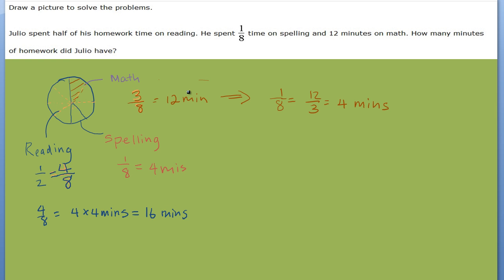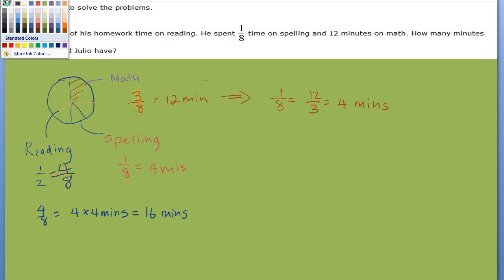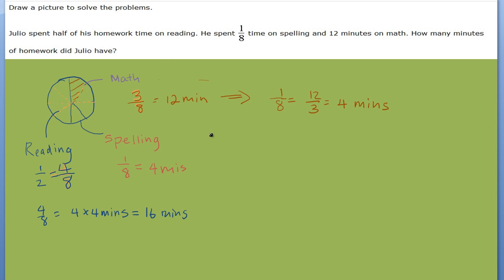Now we have enough information to solve the question, which asks, how many minutes of homework did Julio have? So we know that he spent 16 minutes on reading. You add 4 minutes. Oops, it's supposed to be minutes here. 4 minutes on spelling and 12 minutes on math. And we total that up, and we get 32 minutes.